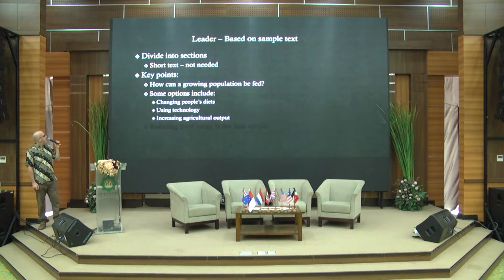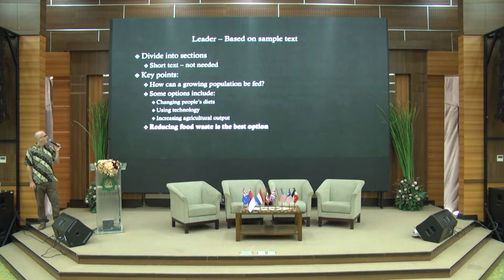So these are the key points. How can a growing population be fed? That's mentioned early in the text. And then it goes on to talk about various options for how the population can be fed, which are changing people's diets, using technology, and increasing agricultural output. And then the final overriding key point of the text is reducing food waste is the best option. So these are the key points made by the author of the text.